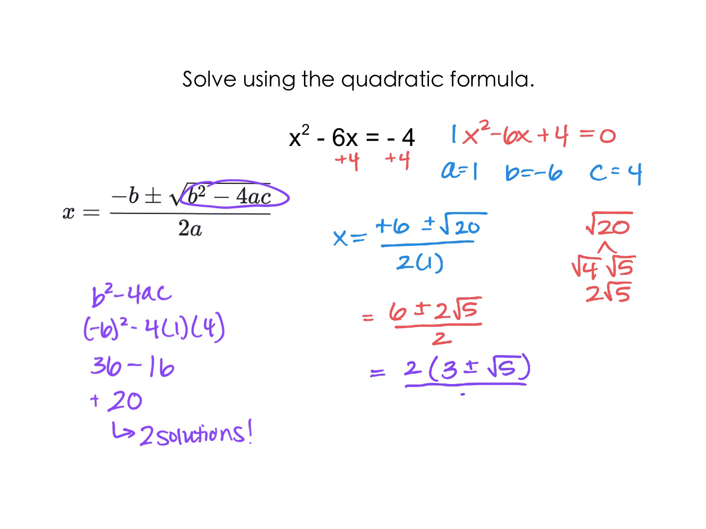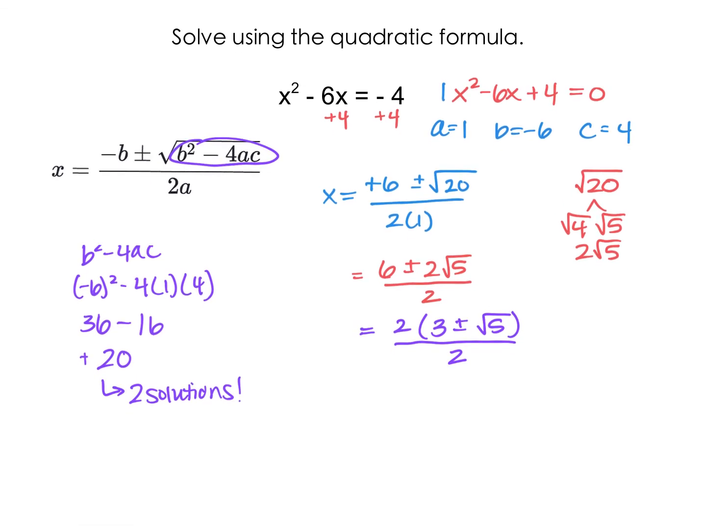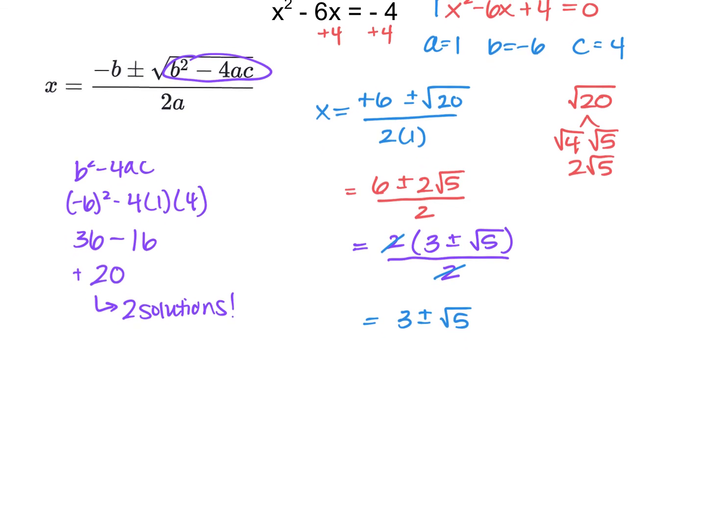Think of it like backwards distributing. By factoring out the 2, I see that 2 divided by 2 is going to simplify down to 1. 2 divided by 2, they're going to cancel each other out, simplifying out to 1. I'm left with 3 plus or minus the square root of 5. And again, this represents my solution. 2 of them, actually.